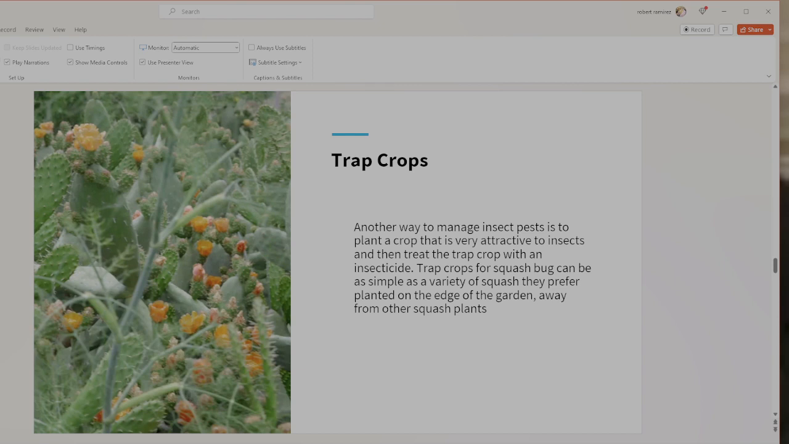So basically, like it says, you're going to grow something that all insects like, grow it away from your garden, don't treat it, let them attack it, and then you kill them with a pesticide. I don't like that idea because you're still spraying pesticide around the ground. So I like the idea of a trap crop and then killing it with something else, maybe something more natural. And we can go over that at a different time.